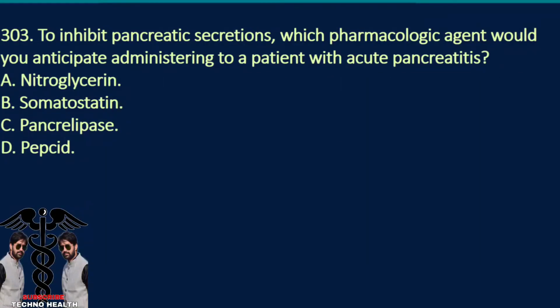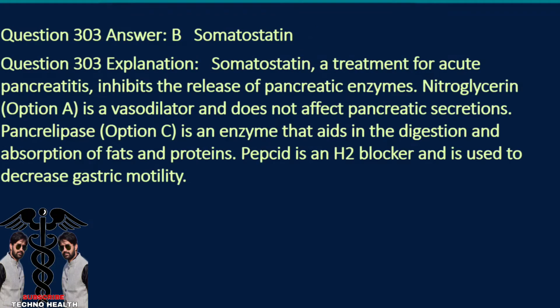Question 303. To inhibit pancreatic secretions, which pharmacologic agent would you anticipate administering to a patient with acute pancreatitis? A. Nitroglycerin, B. Somatostatin, C. Pancrelipase, D. Pepcid. Question 303 Answer: B. Somatostatin. Explanation: Somatostatin, a treatment for acute pancreatitis, inhibits the release of pancreatic enzymes.